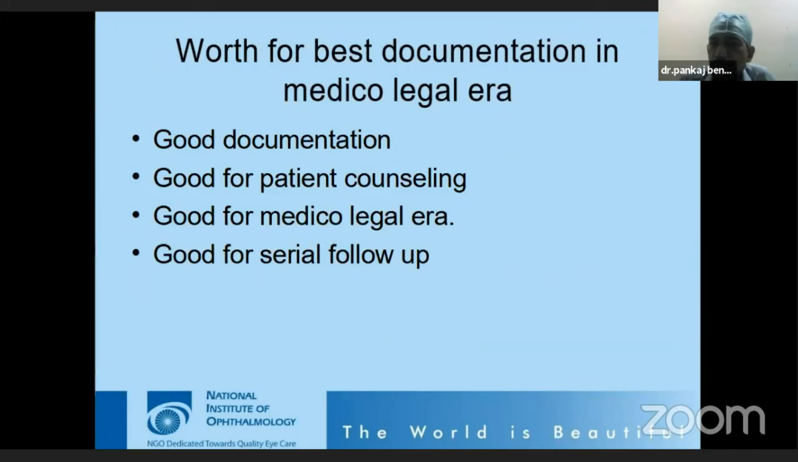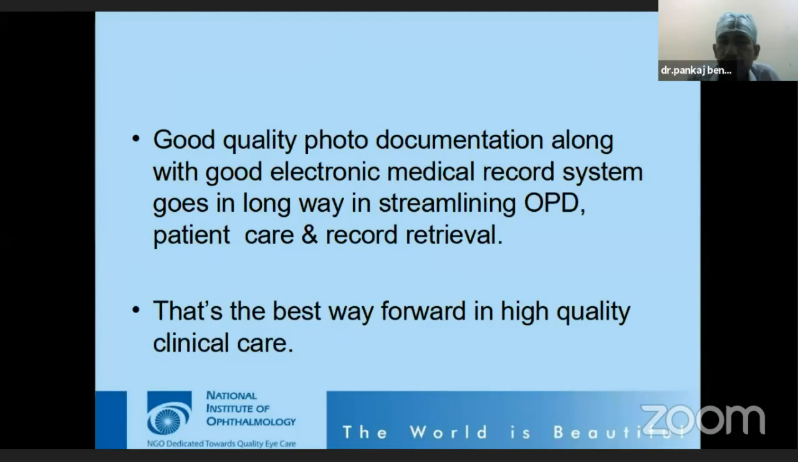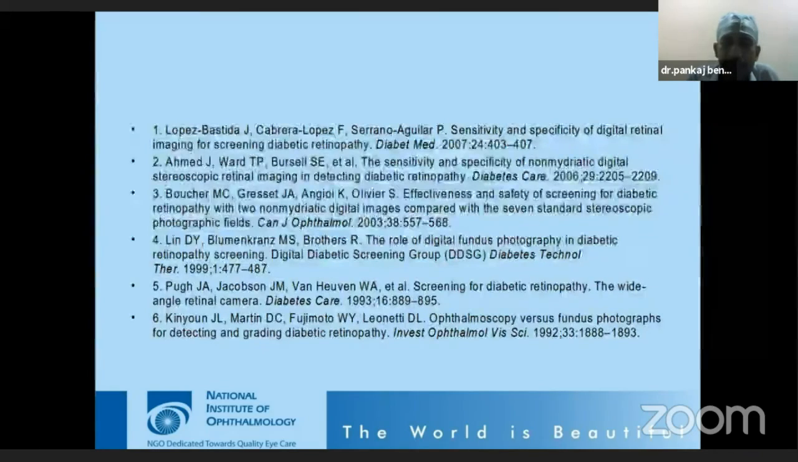So why documentation with fundus photograph? Because it is worth it in the current medico-legal era, good for documentation, good for patient counseling, and good for serial follow-up. I think the next talk is on exactly that, how to do serial follow-up with the fundus photograph. Good quality fundus photographs along with a good electronic medical record system go a long way in streamlining the OPD, patient care, and record retrieval also. So this is the best way forward for high quality clinical care, in my opinion. Thank you.